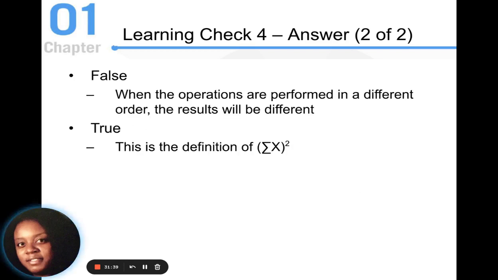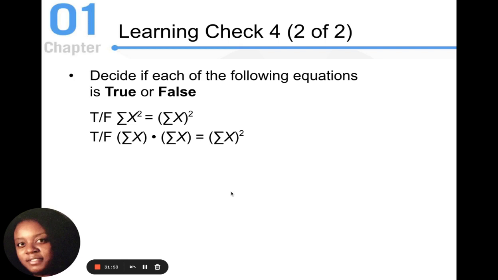And for our first one, it is false. When the operations are performed in a different order, the results will be different. And for the second one, that is true. The definition of sum x squared is indeed sum x times sum x.